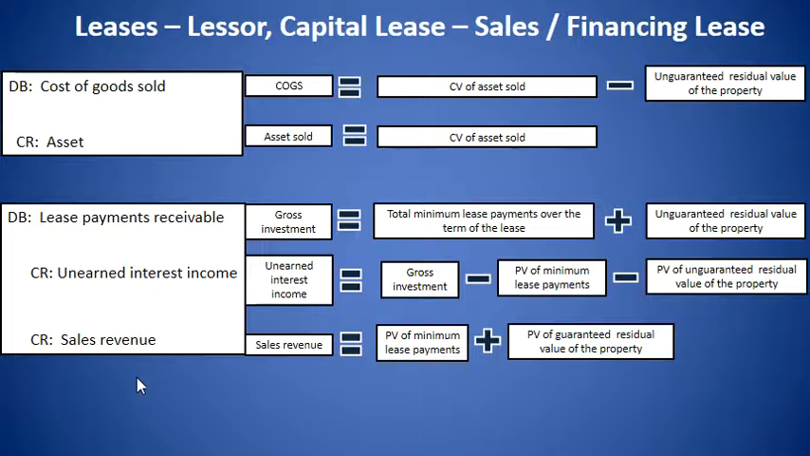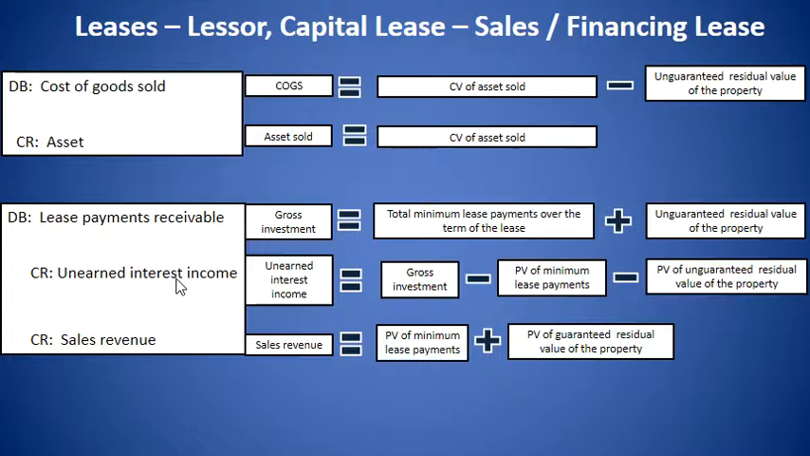So let's start off with the debit to our lease payments receivable. The lease payments receivable is also called the gross investment in a sales financing lease. And this is our total minimum lease payments over the term of the lease, plus any unguaranteed residual value of the property. So our gross investment is the total minimum lease payments over the term of the lease plus any unguaranteed residual value of the property.